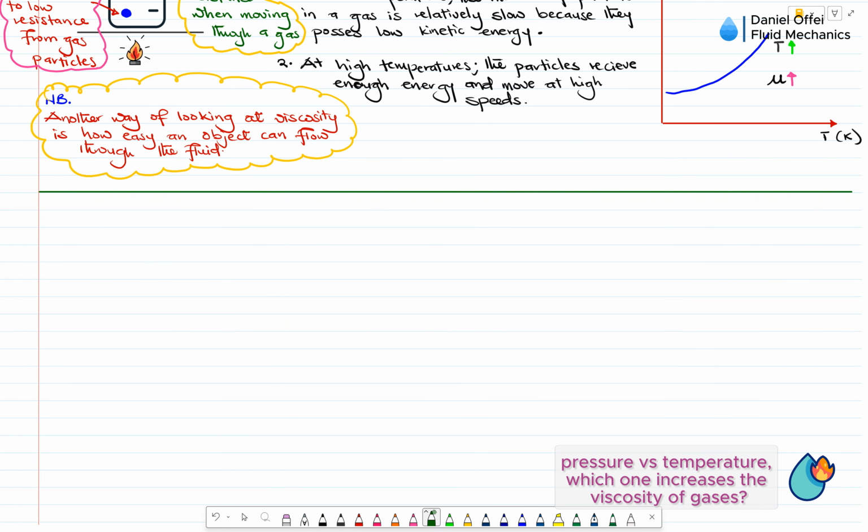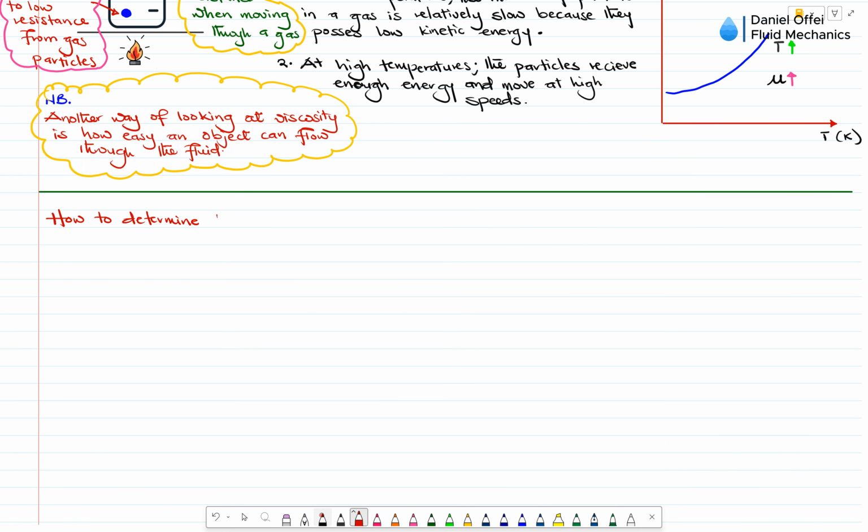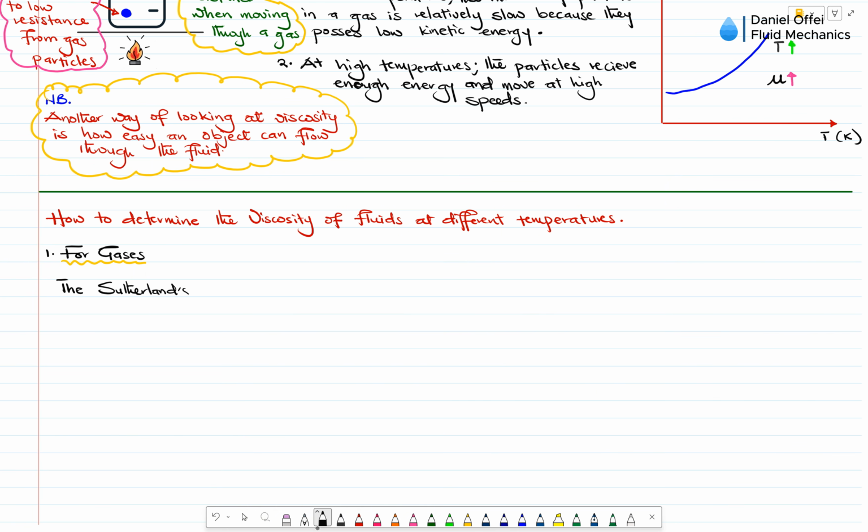So once we know the viscosity changes with temperature, let us look at how to determine the viscosity of fluids at different temperatures. So we are going to look at that of liquids and that of gases. Because liquids and gases don't behave in the same way when it comes to how temperature affects their viscosity, we have to look at the formulas that are used to determine unknown viscosities at certain temperatures. For gases, we use the Sutherland's equation to determine the viscosity at an unknown temperature.